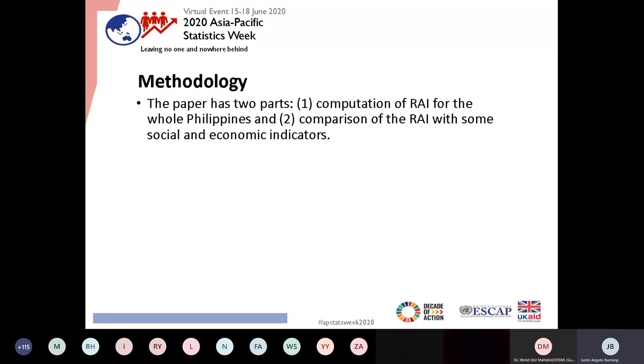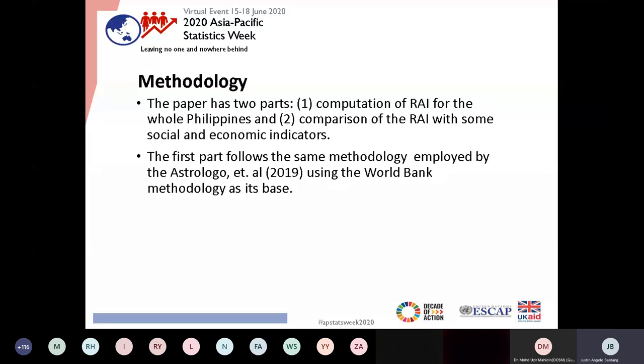For a brief background, the data that were used were the grid population data from the WorldPop, and administrative maps containing administrative regions. For the Philippines, it's divided into the whole Philippines, regions, and provinces, until the lowest level, which is the barangay. We also use road maps. The first part follows the same methodology employed by Astologo et al., using the World Bank methodology as its base.